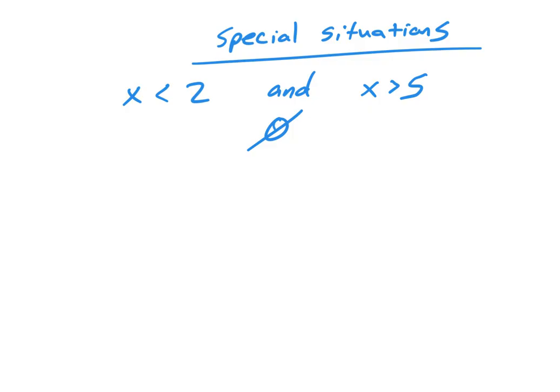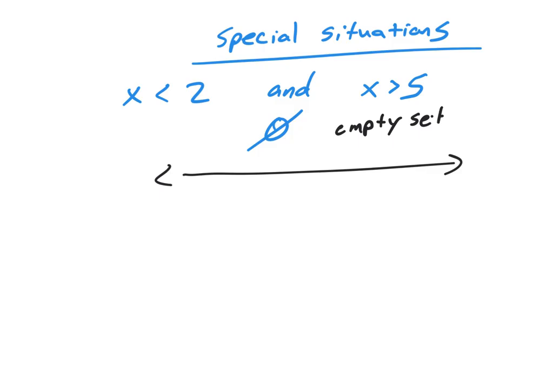If I were to make a number line here, it would just be an empty number line. There's nothing on that number line that works. There's no shading, there's nothing. It's just empty. Okay, so we call that no solution, or sometimes you'll hear it referred to as an empty set because there's nothing in that set that would make it work. Okay, so that's one kind of special situation.